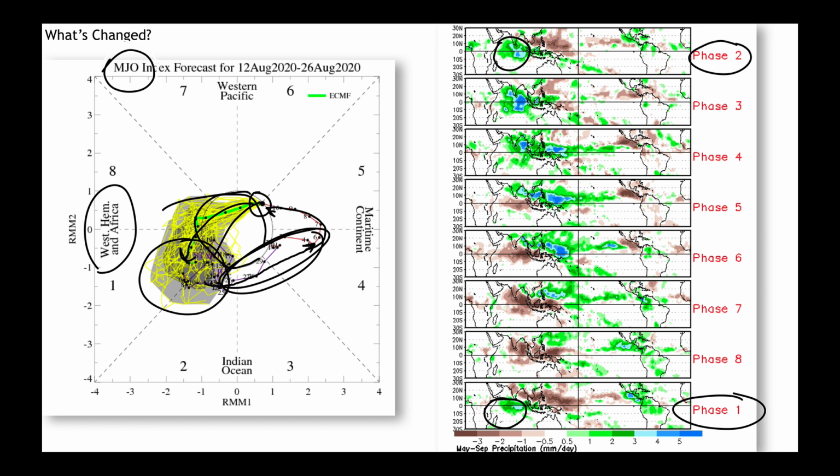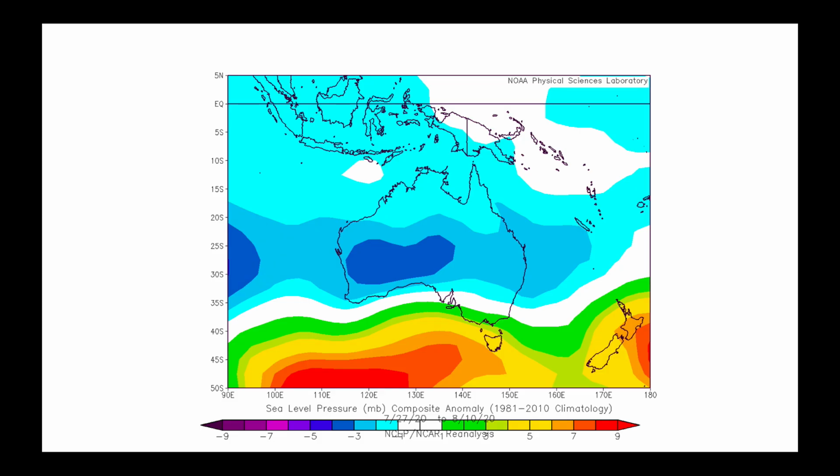Notice getting over to phase 3, 4, and 5, it tends to increase precipitation amounts in Australia, north of Australia as well. But if we go back over to phase 1 and 2, that could signal, if it gets stuck there, maybe a pattern like we did see throughout much of the month of July. This is one component to this overall flow.